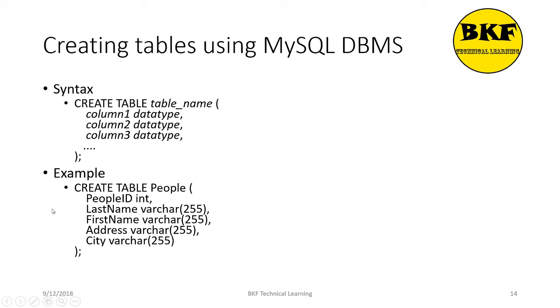People ID int, last name varchar, first name varchar, address varchar, and city varchar. Now varchar means string or text. This is the length of that variable which is going to be accepted. Int means integer. Now these are all data types which we'll also see very soon.